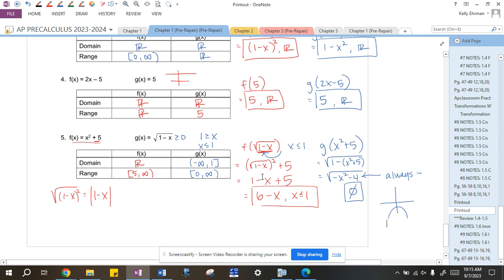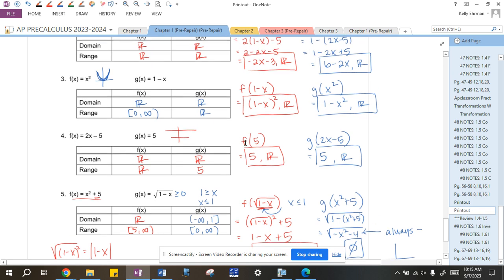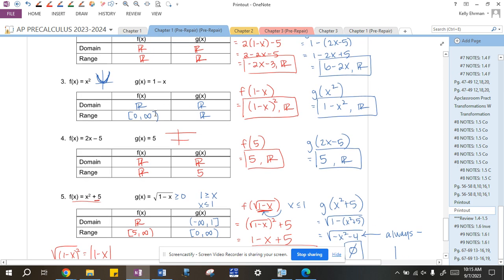Okay, that finishes out our packet. Again, this can be hard to wrap your brain around some of these questions. So please come into office hours if you have any questions or stop by during flex. We will be practicing some more tomorrow.